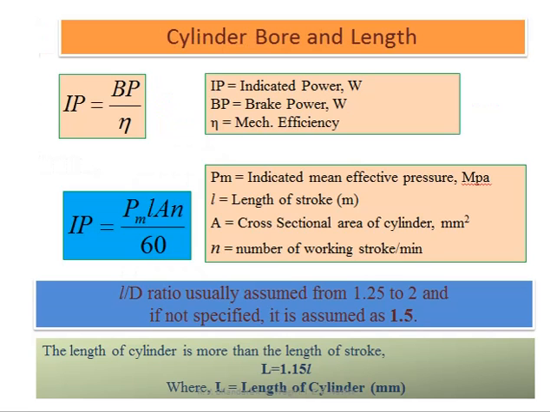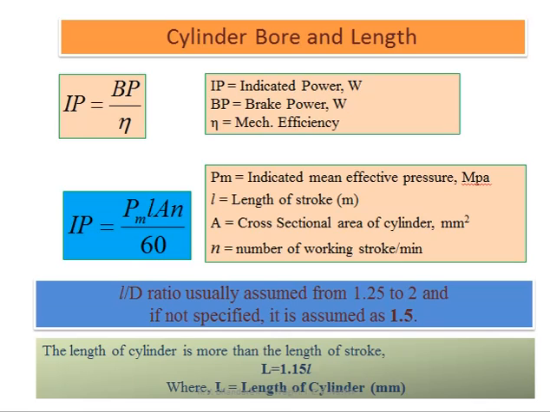Now we see how to calculate the cylinder size, basically length and diameter. This is the simple formula which we see in the IC engine also: the indicated power is equal to brake power upon efficiency. From this we calculate indicated power, and the formula for indicated power is indicated mean effective pressure into length of stroke into cross-sectional area of the cylinder into number of working strokes per minute, that is small n. From this we can calculate the size of the cylinder, that is the cylinder bore and length.